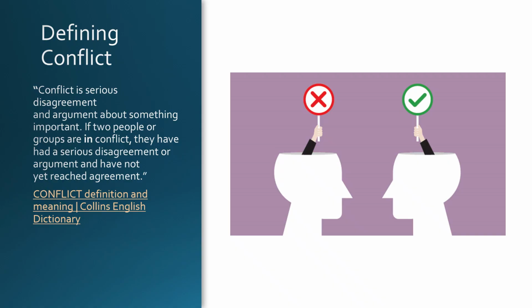So let's begin simply by defining conflict. Conflict is serious disagreement and argument about something important. If two people or groups are in conflict, they have had a serious disagreement or argument and have not yet reached agreement.